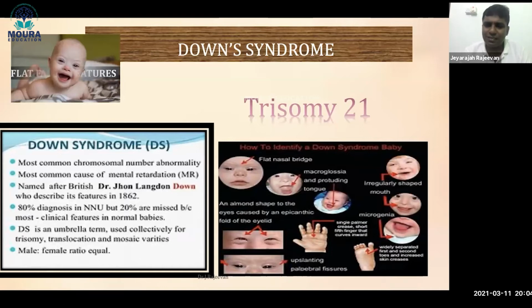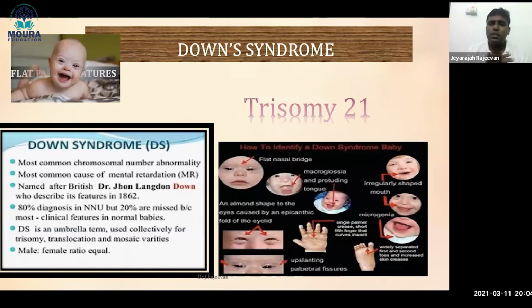Have you heard of mosaics? What is mosaicism? Anyone, have you heard of mosaicism? Mixture of normal and abnormal chromosomes. Very good. So mosaicism is a mixture of normal chromosomes and abnormal chromosomes. That is called mosaicism. So if it is mosaicism, then the baby might have normal clinical features. So we might miss it.